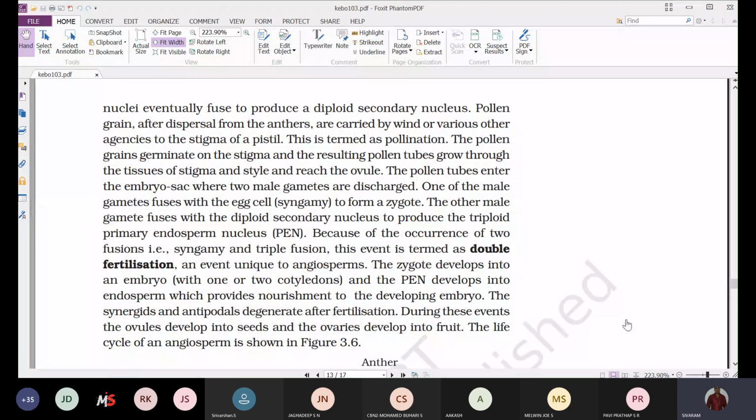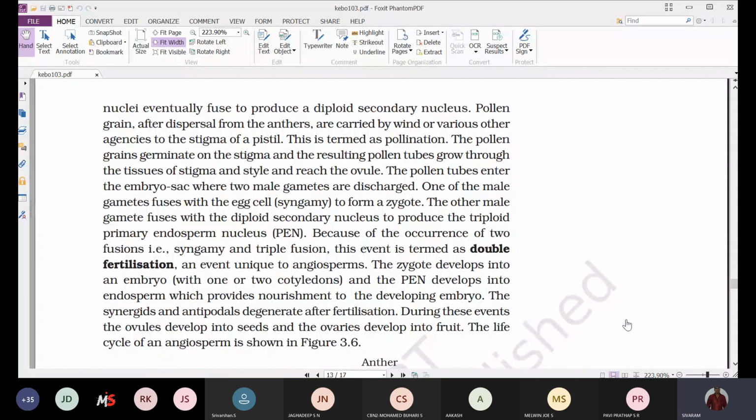This one we can also call generative fertilization. This process is also called syngamy, generative fertilization, and first fertilization. So these are three different words; any word we can use. We can call it syngamy, generative fertilization, or first fertilization.